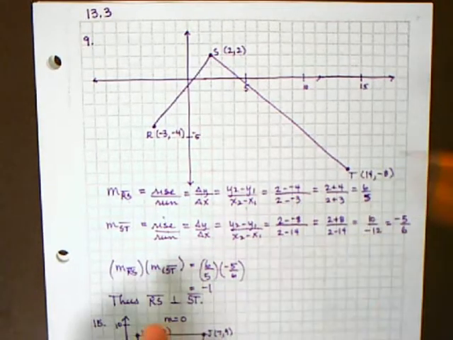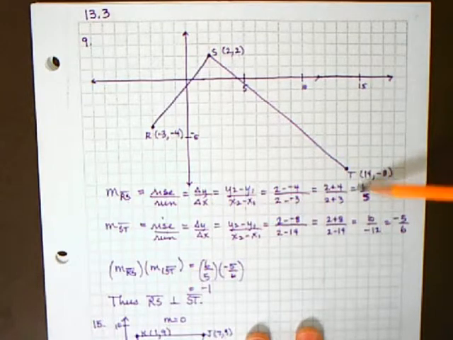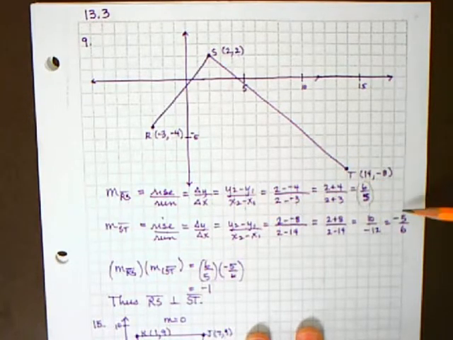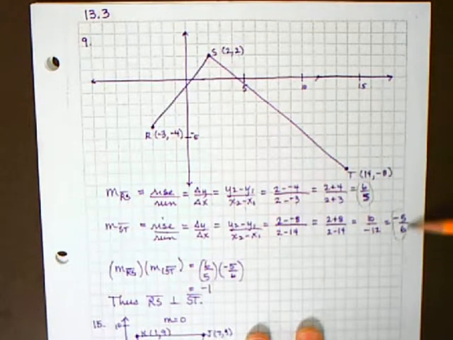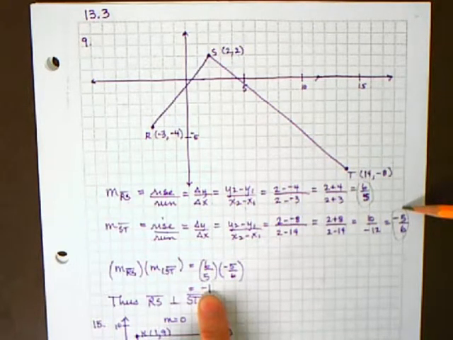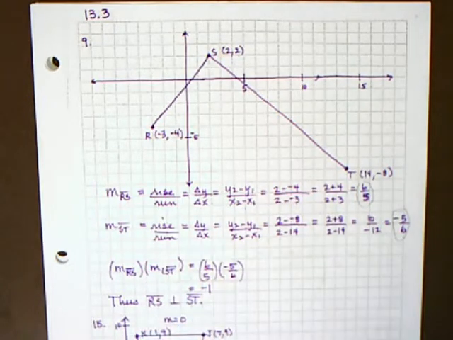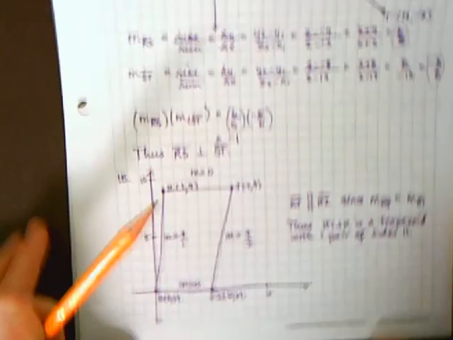Now, what I want you to notice here is the slope of RS is 6/5. The slope of ST is -5/6. So you can see when I multiply those guys together, I get -1. Thus, RS is perpendicular to ST. All right, that's 9. Here's 15.